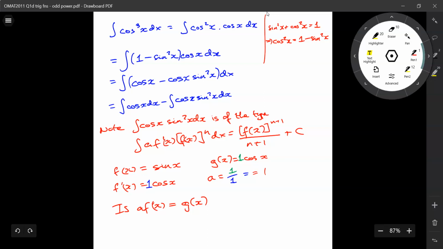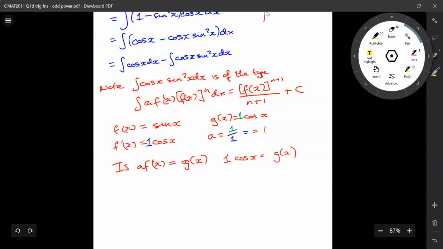And therefore, we can see straight away that 1 times the cosine of x is equal to g at x. So our condition holds, and that says we can then use our rule, and the rule says that the integral of cosine x sine squared x dx, so in this case this is f at x to the power of 2. So we raise that one, the sine of x. The power there is 2, so we raise it by 1, it becomes 3. We divide by the raised power, and we have a constant of integration.